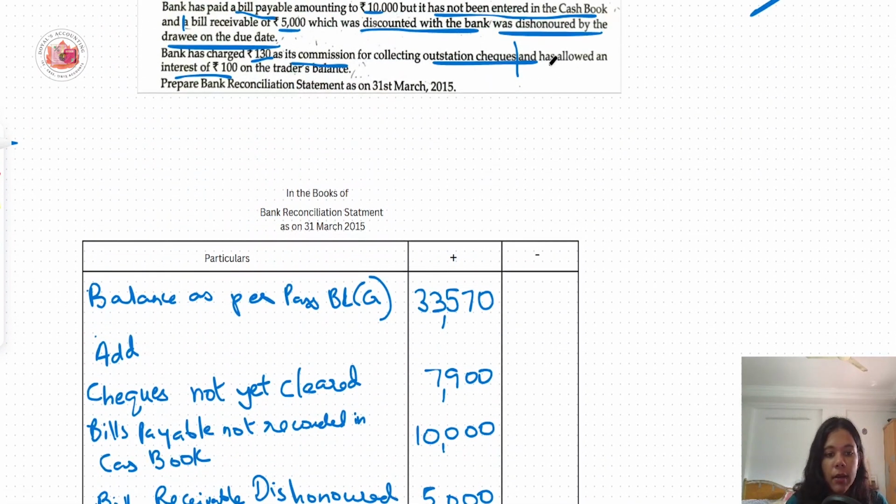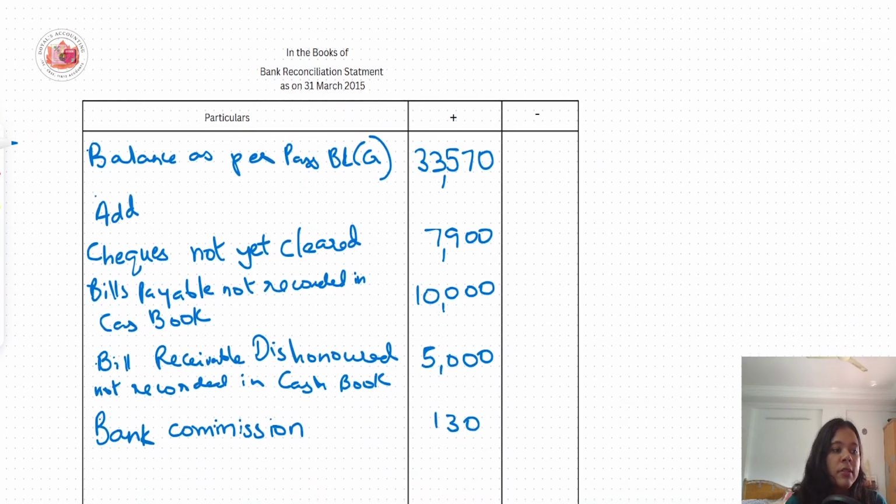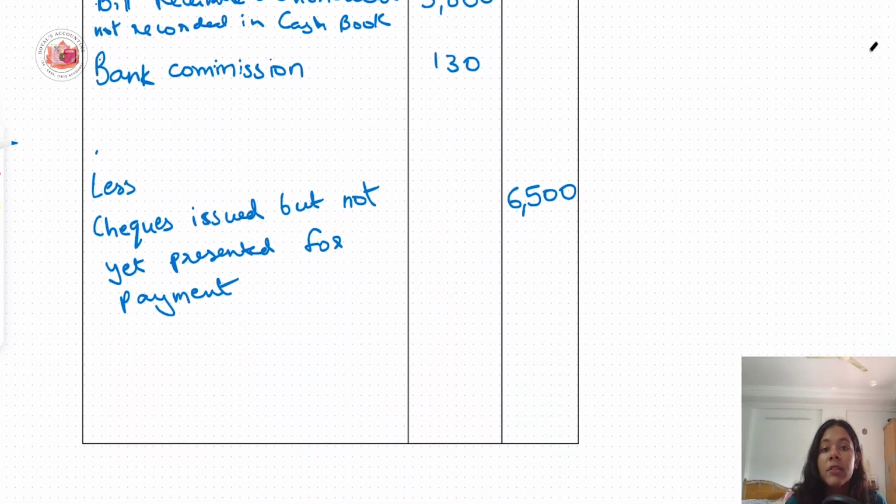And what is the next part? They have allowed an interest of 100 rupees on the trader's balance. So that means my passbook balance is higher than my cash book balance by 100 rupees. So I will deduct. Bank interest allowed. Rupees 100.